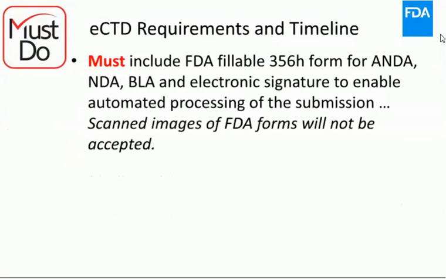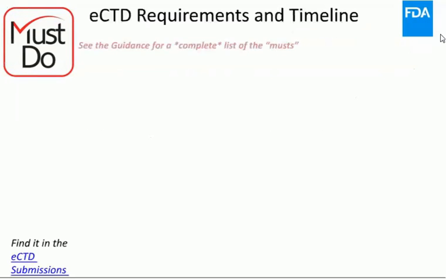Another important item to remember is that when you submit your ANDA through eCTD, you must include an FDA fillable 356H form. This enables automatic processing of the submission. Scanned images of these forms will not be accepted.